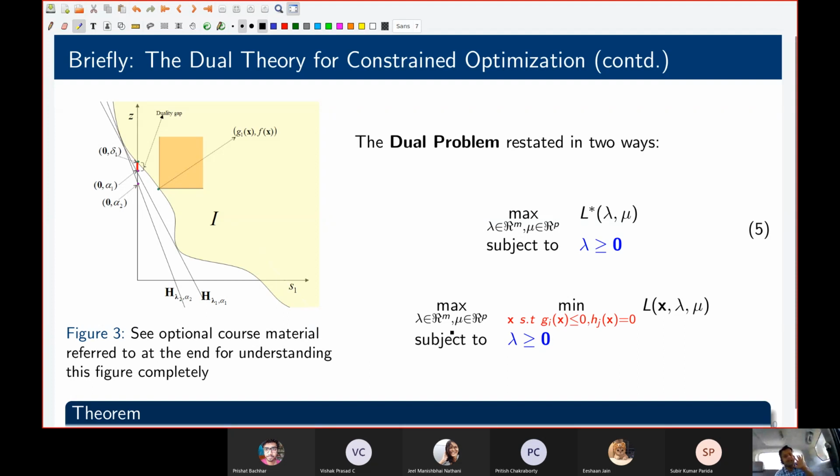And that again has a geometric interpretation. I have a detailed understanding in the optional material. But basically, you can state the dual problem in multiple ways here: max over L, or max of L star, or you can write it in terms of max over min of L, because L star itself was this max over min of L. This part was defined in terms of max over min of L.